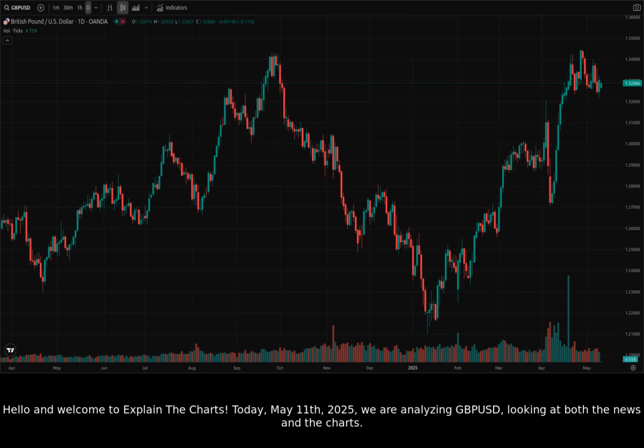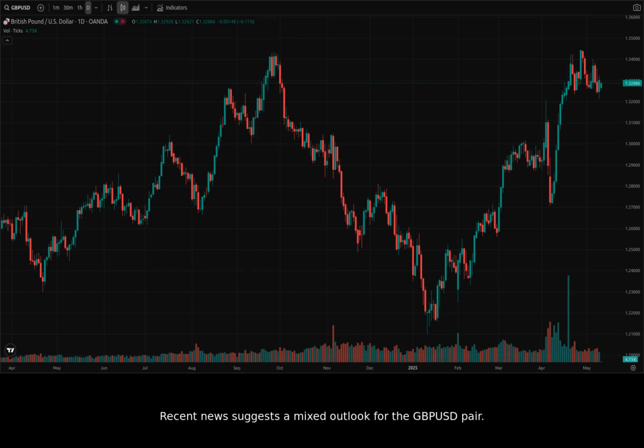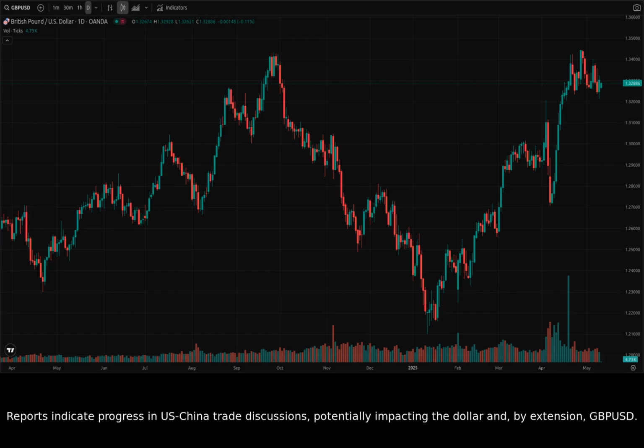Today, May 11th, 2025, we are analyzing GBPUSD, looking at both the news and the charts. Recent news suggests a mixed outlook for the GBPUSD pair. Reports indicate progress in U.S.-China trade discussions, potentially impacting the dollar and, by extension, GBPUSD. Additionally, there are rumors of a Bank of England rate cut, putting downward pressure on the pound.